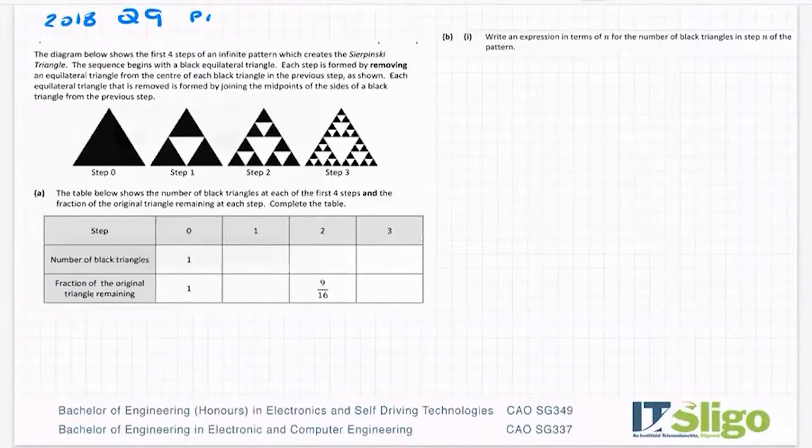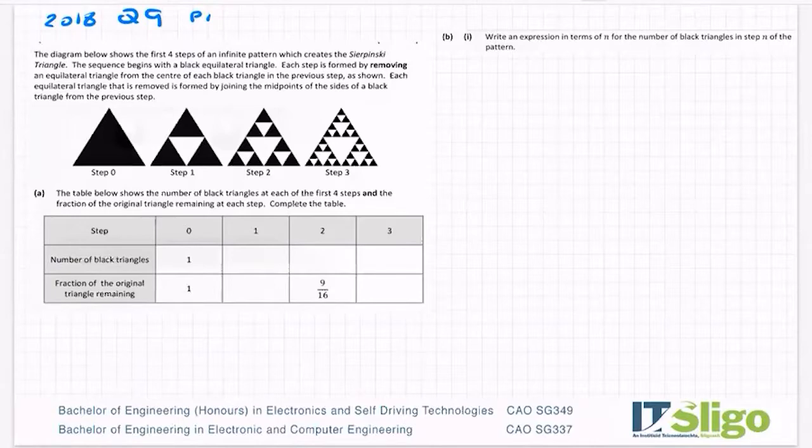Whoa, okay. Step 0, it looks like one big black triangle. Step 1, they've removed the center of it. Step 2, okay, they remove the center of each of the black ones like that. Step 3, okay, then they remove the center of each one of these. Right, okay. The table below shows the numbers of black triangles at each of the first 4 steps and the fraction of the original triangle remaining at each step.